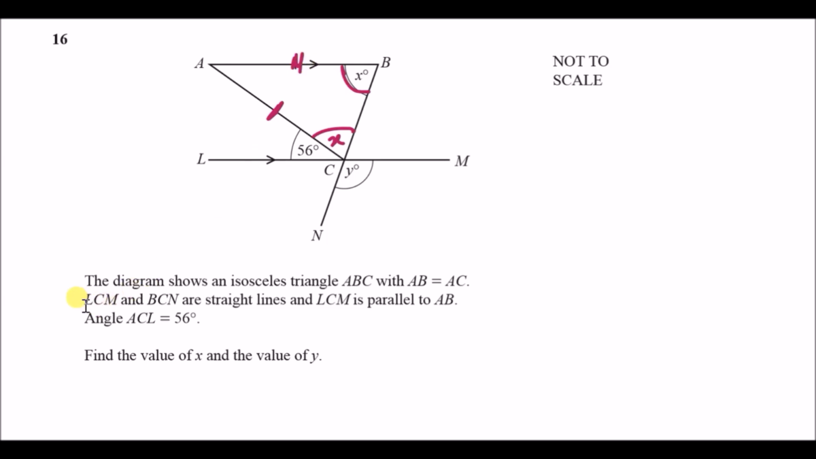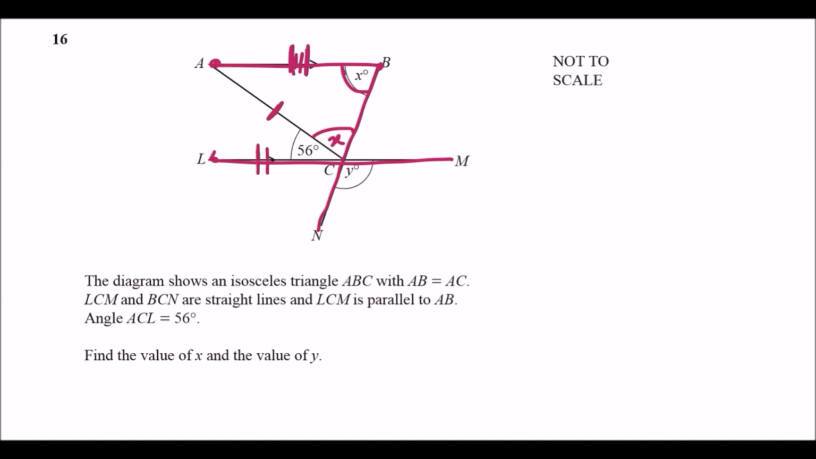Now it says that LCM, so like this line here, LCM and BCN. BCN are straight lines. Again, that's also helpful. And LCM is parallel to AB. So this means this line is parallel to this line.